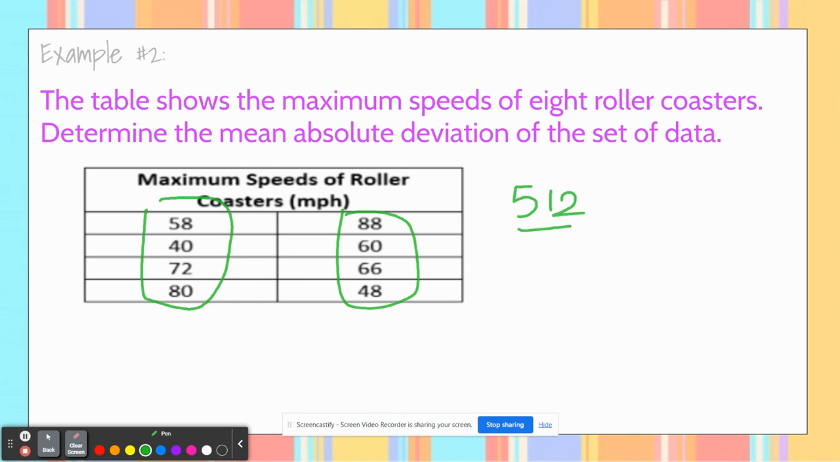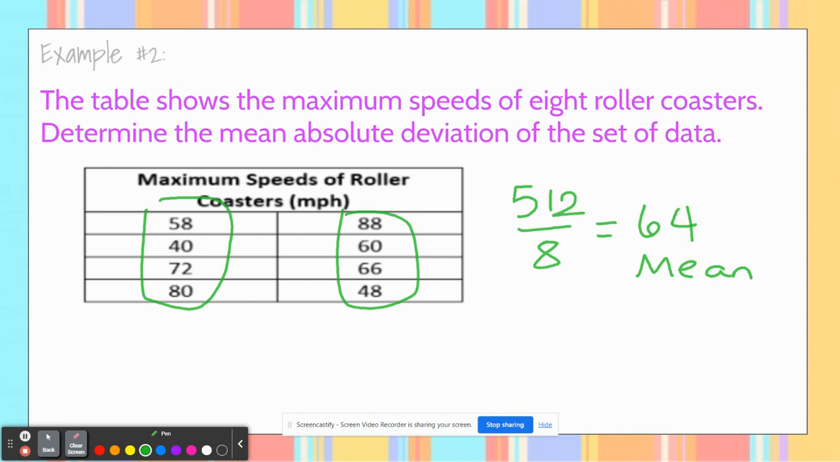And we're going to take 512 and divide it by the total number in our data set, which is 8. And that gives us 64. This is called my mean or my average. Now we're going to find the absolute difference between 64 and each number in our data set.